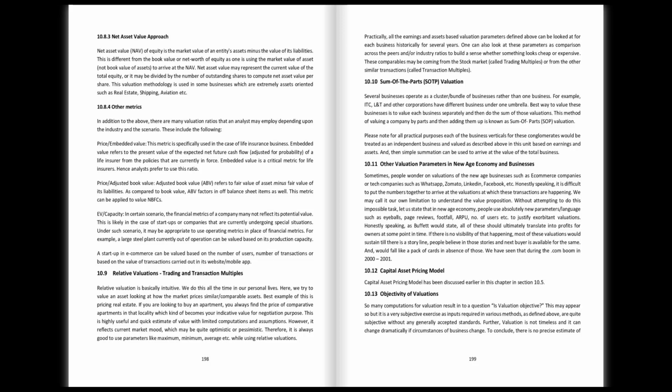Other metrics. In addition to the above, there are many valuation ratios that an analyst may employ depending upon the industry and the scenario. These include the following. Price to embedded value. This metric is specifically used in the case of life insurance business. Embedded value refers to the present value of the expected net future cash flow, adjusted for probability, of a life insurer from the policies that are currently in force. Embedded value is a critical metric for life insurers. Hence, analysts prefer to use this ratio.